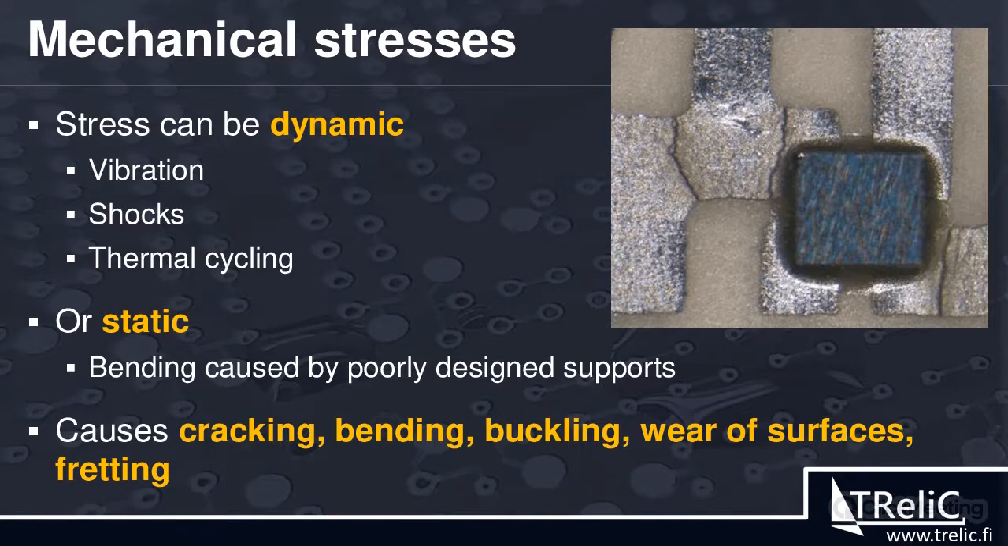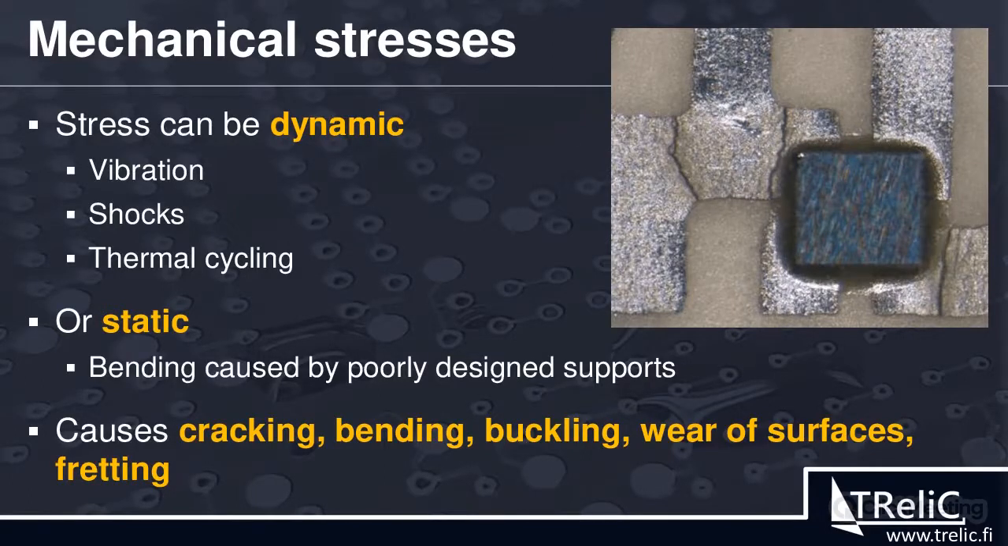So fluctuation of the temperature causes also mechanical stress. I will have more about that in the next slide, I think. Then we have the static mechanical stresses, which means that the structure is constantly under stress. For example, if we stretch an elastic band and keep it like that, it has a static tensile stress, which eventually, if it's high enough, causes the elastic band to break.